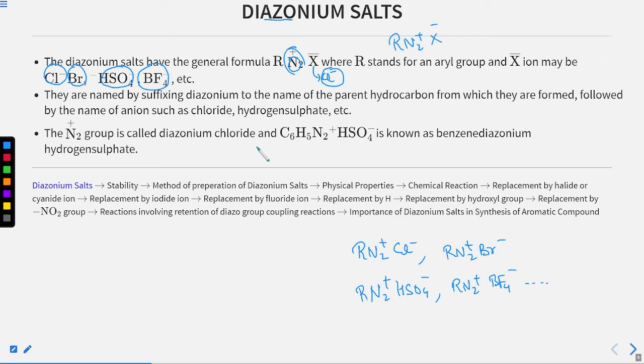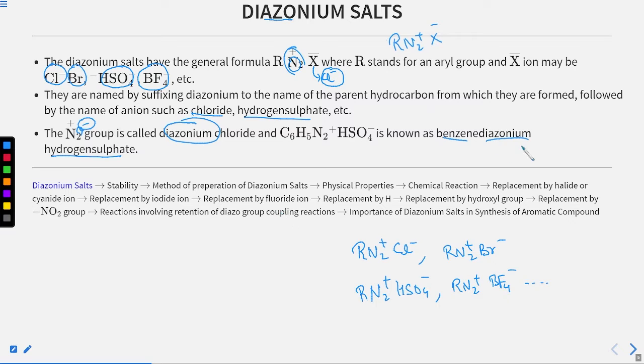So your name will be diazonium chloride, diazonium hydrogen sulfate, and so on. If it is N2 plus Cl minus, then it is called diazonium chloride, and if it is N2 plus HSO4 minus, then it is called diazonium hydrogen sulfate. As I told you earlier, if it is HSO4 minus, then it will be diazonium hydrogen sulfate. So this is called a diazonium salt. Now what is R here? That will be defined later.